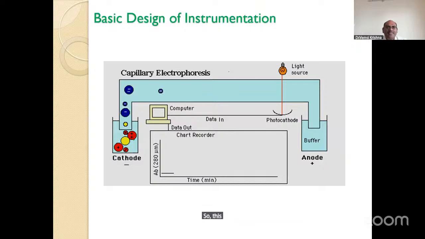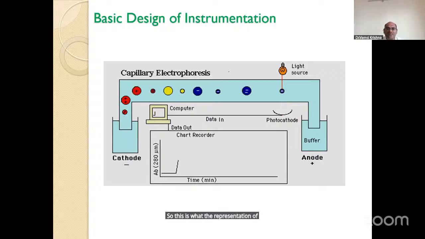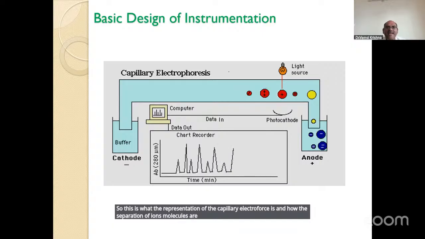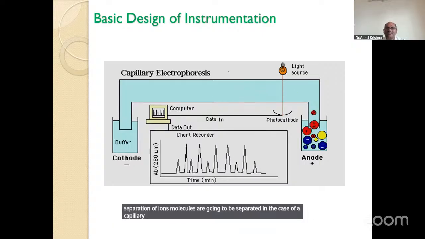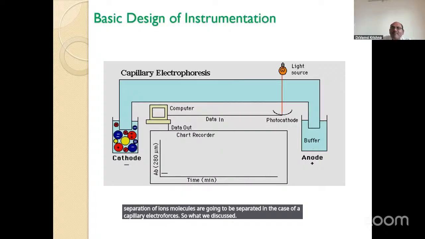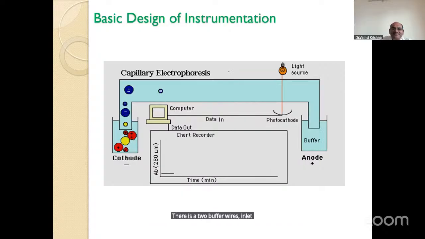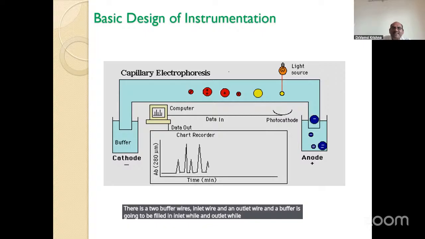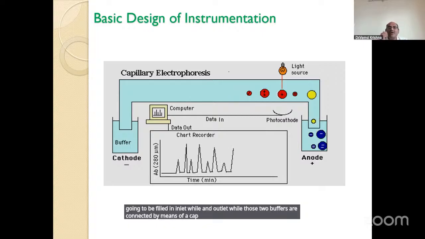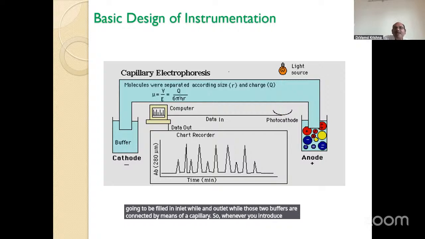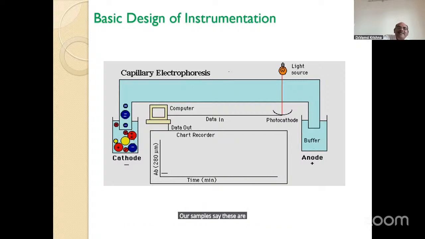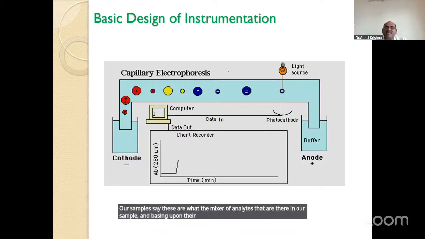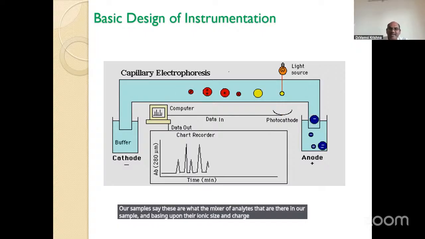So this is the representation of capillary electrophoresis, and how ionic molecules are separated in capillary electrophoresis. What we discussed: there are two buffer vials, an inlet vial and an outlet vial, and a buffer is filled in the inlet vial and the outlet vial. Those two buffers are connected by means of a capillary. Whenever you introduce the sample, these are the mixture of analytes in our sample, and based upon their ionic size and charge, separations are going to take place.